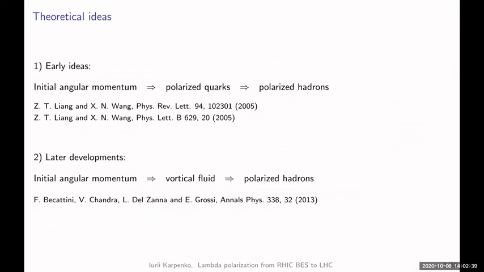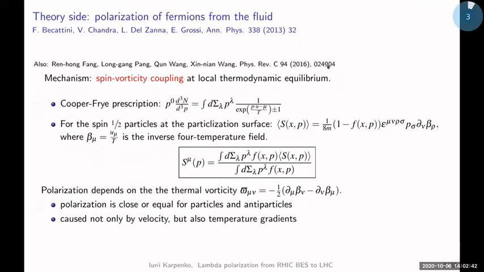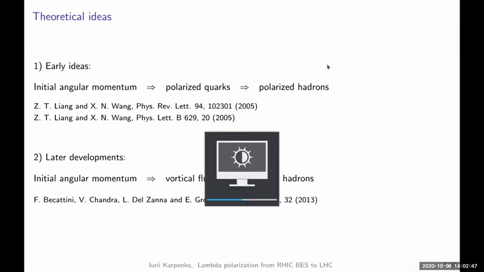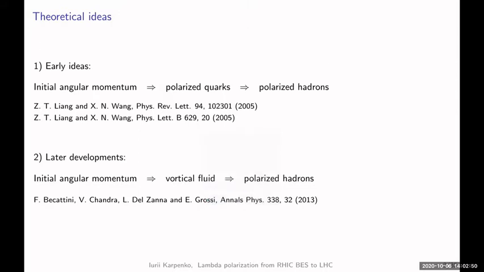I start from a little bit far. So let's say the theoretical ideas for the polarization evolved. They all were revolving around the concept of the initial angular momentum, and I think early works were focused on polarized quarks, which were produced out of the initial rotating system, which would produce polarized hadrons at the end. And I think the next talk in this workshop, which would cover polarization in transport models, would maybe shed some light on that.